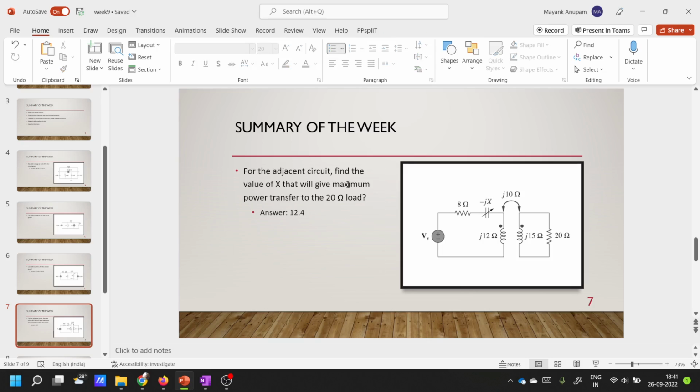We want to find out the value of X that will give maximum power transfer to the 20 ohm load. This is X here, right? Minus jX, this is a capacitor. So you want to find the value of X that will give maximum power transfer to this particular load, right? So let's solve this.